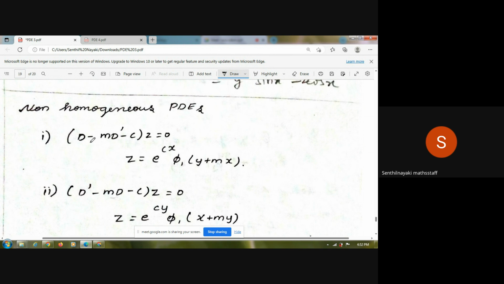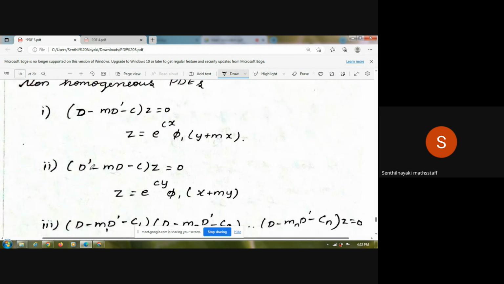So this is an example for non-homogeneous PDE. Here the first term is d, that is first order derivative. Second term is minus m d dash, first order derivative. But the third term is a constant term, no derivative term occurs here. So we have to collect the m and c values from this PDE. So here the coefficient of d dash is m and the constant term is c. If the first term is d, then the complementary function can be written in terms of y plus mx.